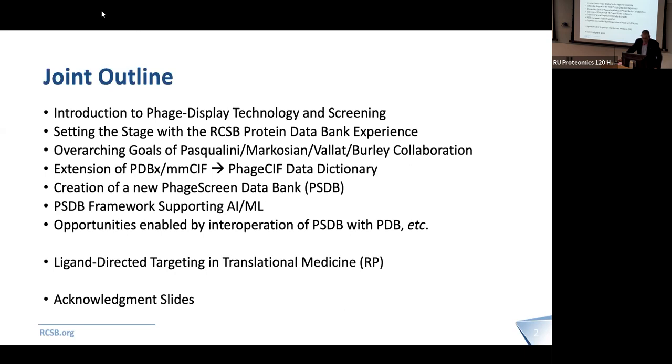And I'll talk specifically about the work that Brenda and Chris Markosian have been doing, extending PDBx/mmCIF to support the results of the phage screening, and then describe the new data bank, the phage screen data bank, and talk briefly about the framework that is going to support using artificial intelligence and machine learning to interrogate the results of phage screening, and that's going to involve critically Professor Sijian Wang, another member of the institute here.